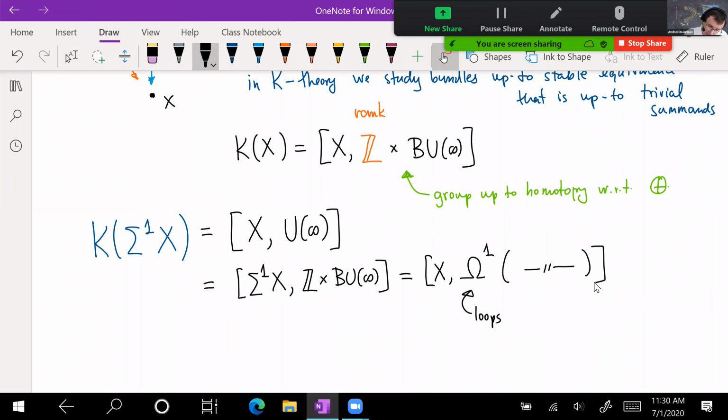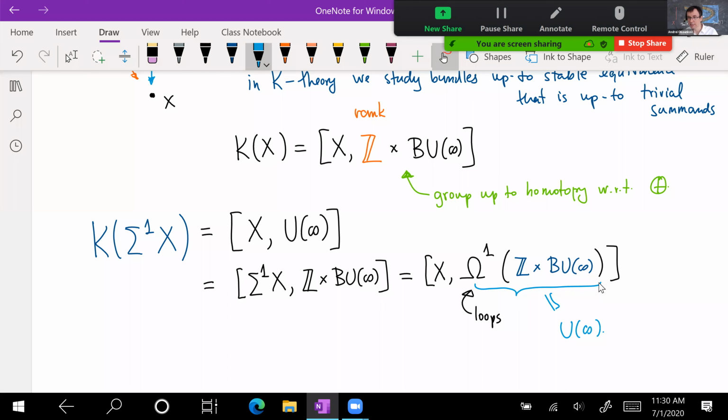And so this says that this has to be, we'll just write Z cross B. And so for any X, the maps here and the maps there are the same, but in fact these are just homotopy equivalent to U infinity, this whole loops. And it's a general principle: if I have loops in the classifying space, that's the same as my original group. This is a good exercise to do.